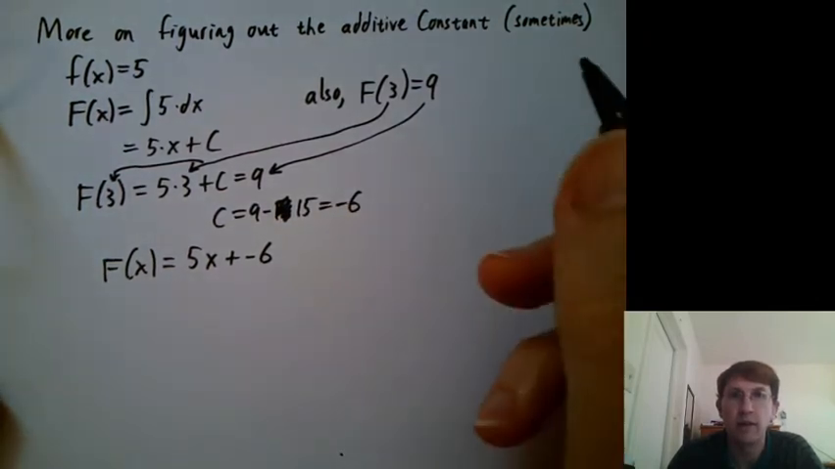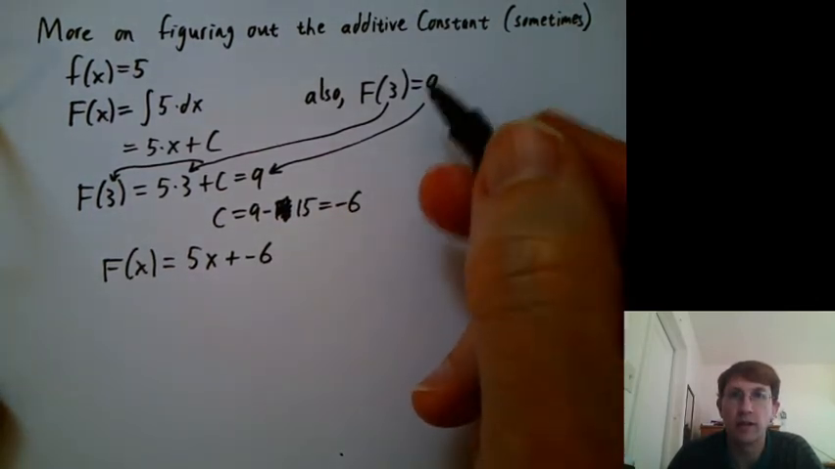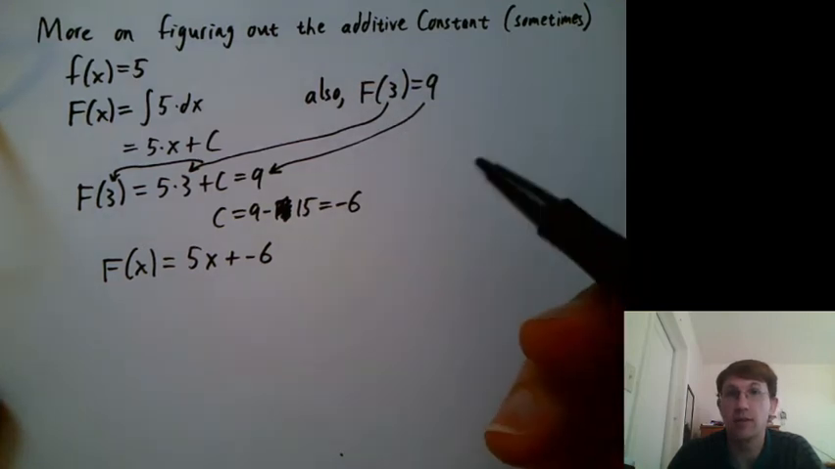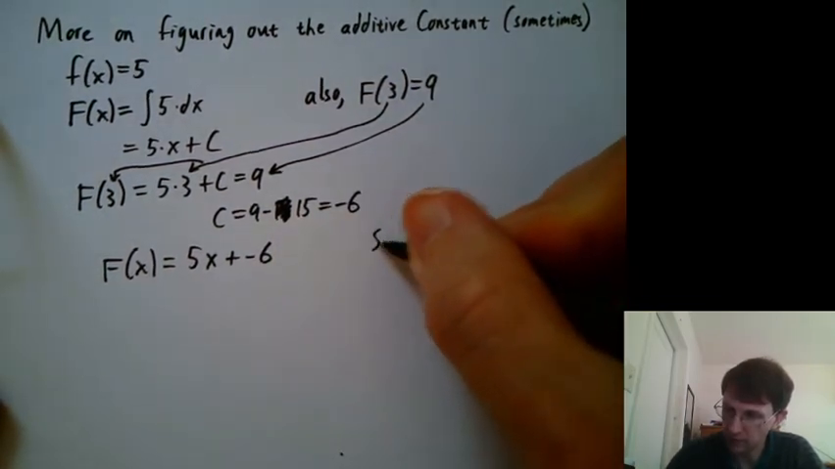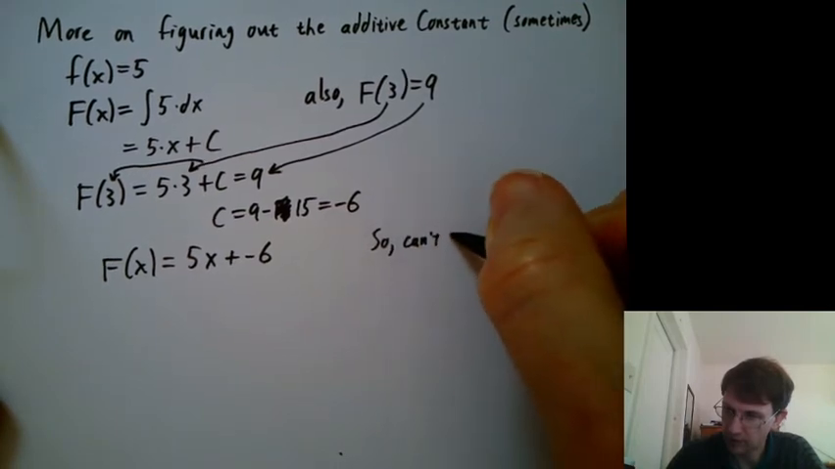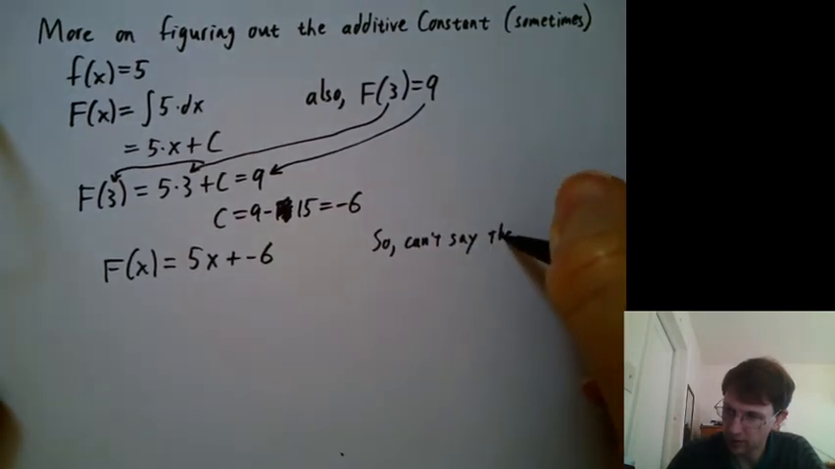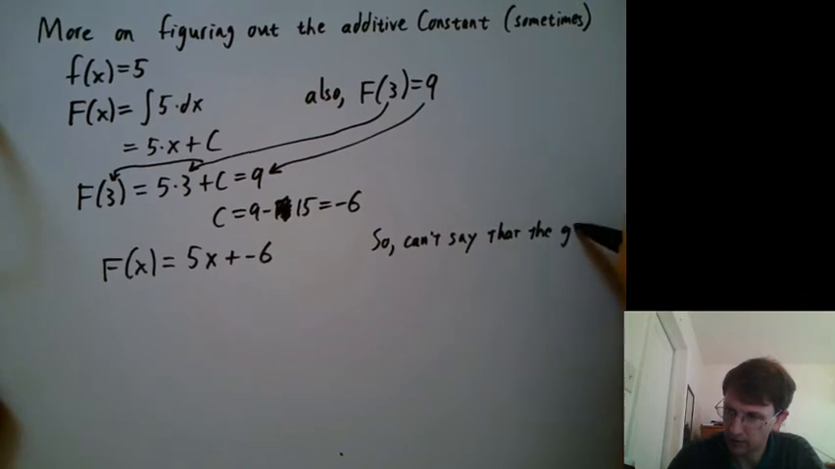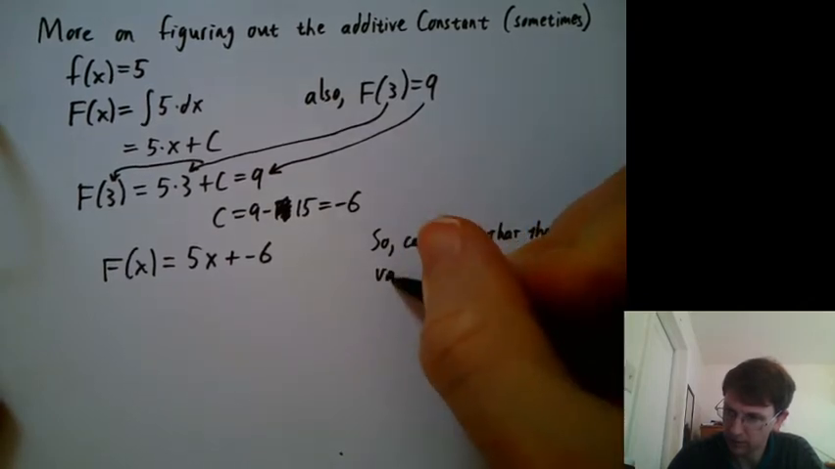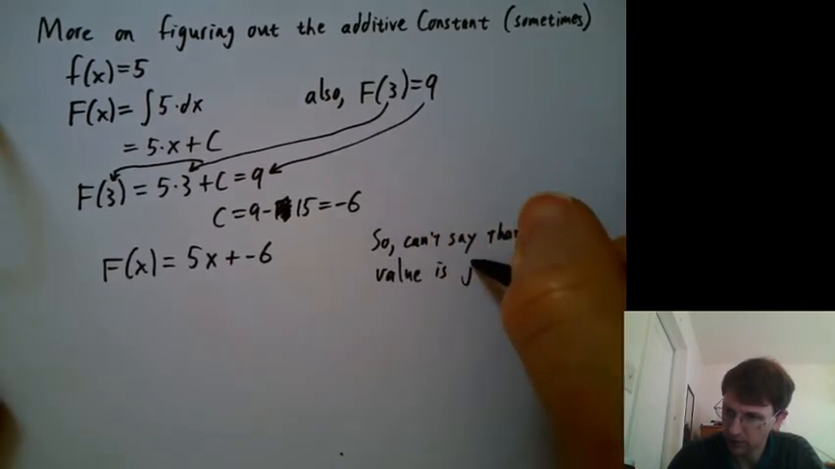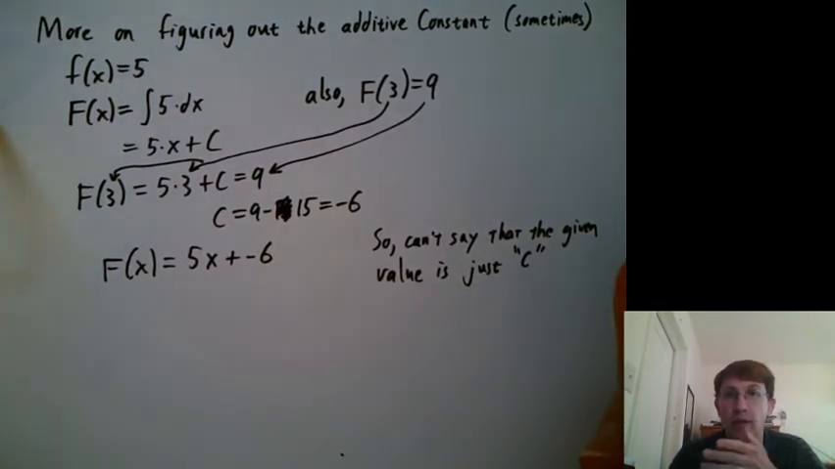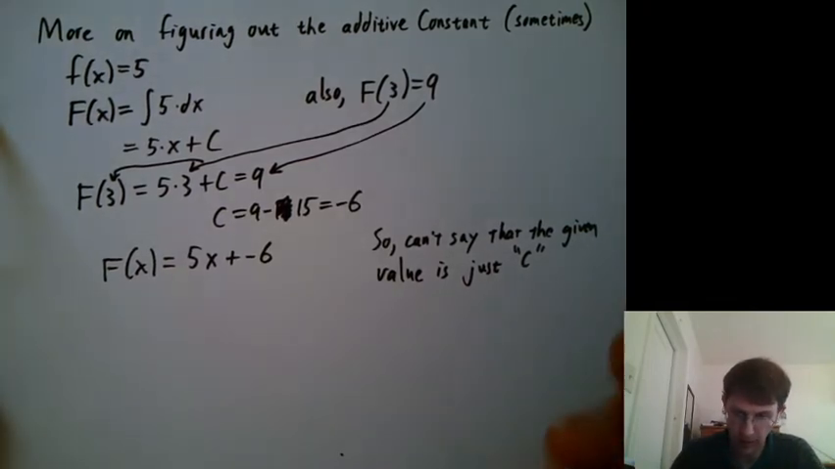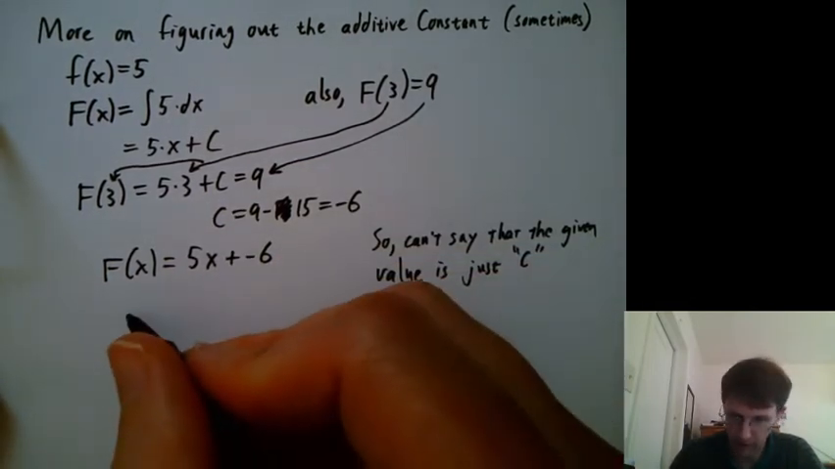So can we say that the value we're given, like the 9 here, is just the c value? Well, no, that's not what we ended up with. So we can't say that the given value is just c, even though that's how it ended up working out in the position, velocity, acceleration problem in the other video. Let's diagram again kind of what happened.